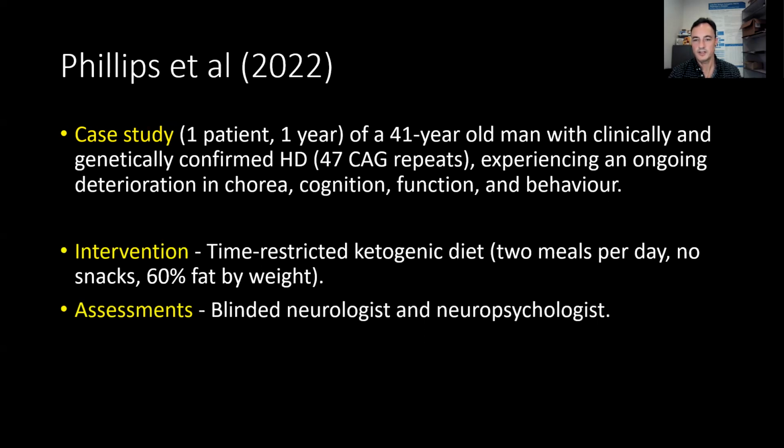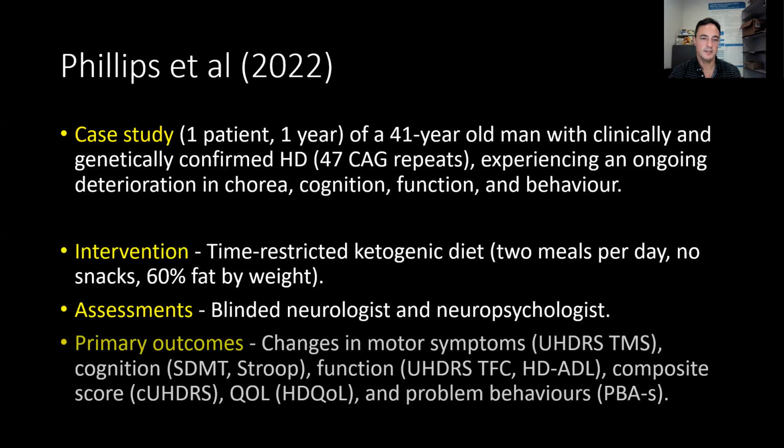Blinded neurologist and neuropsychologist did all the assessments, and our primary outcomes, of course, are the ones that he was declining in. So motor symptoms, cognition, function, composite score, quality of life, and problem behaviors. The composite score is, as some people will know, a combination of motor, cognition, and function symptoms. And it's a very robust overall picture of how someone with Huntington's is doing.